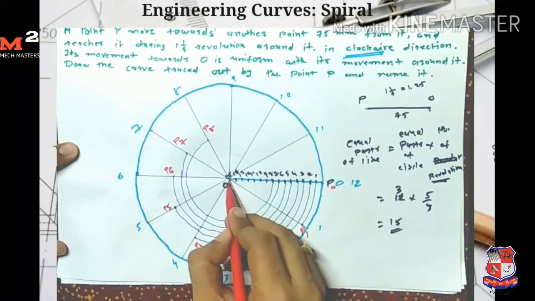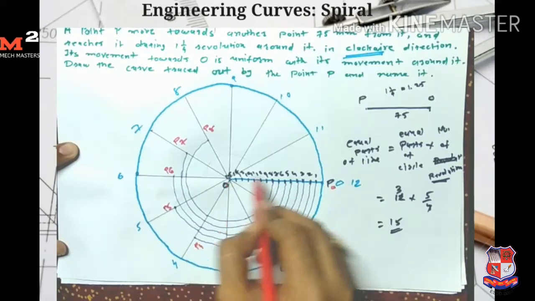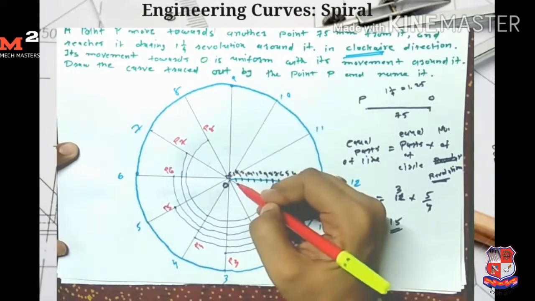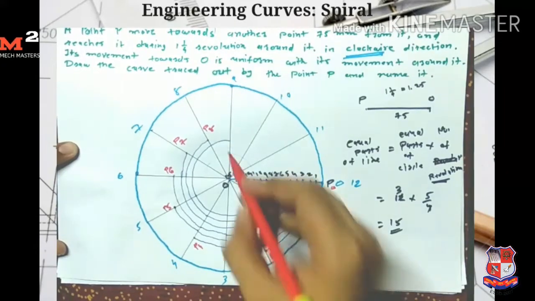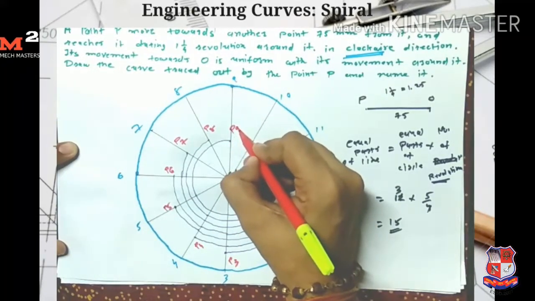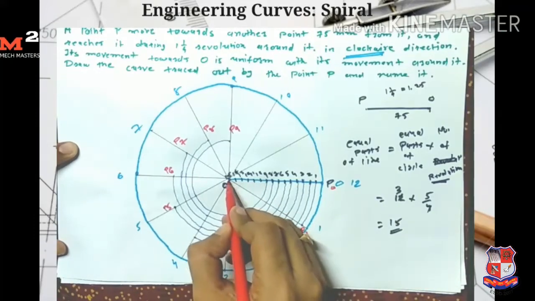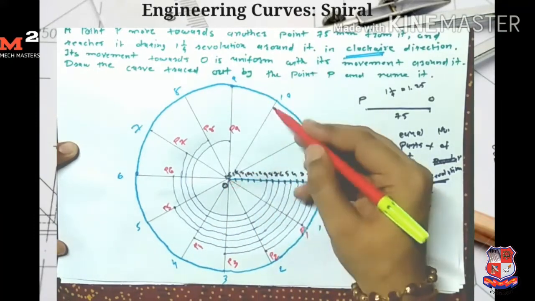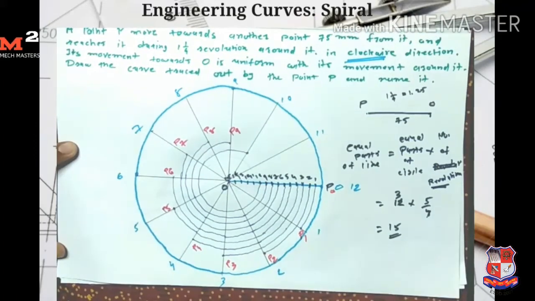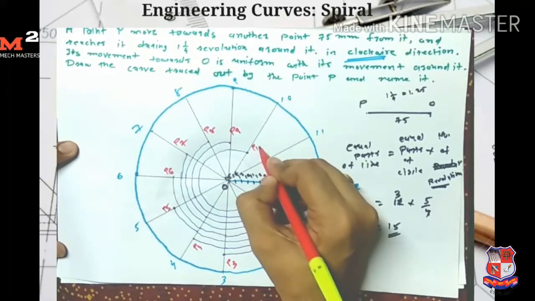Now I take O9 as a radius and O as a center, draw another arc which intersects the line O9. So I get my point P9 here. Now I take O10 as a radius and O as a center, draw another arc which intersects the line O10. So I get my point P10 here.